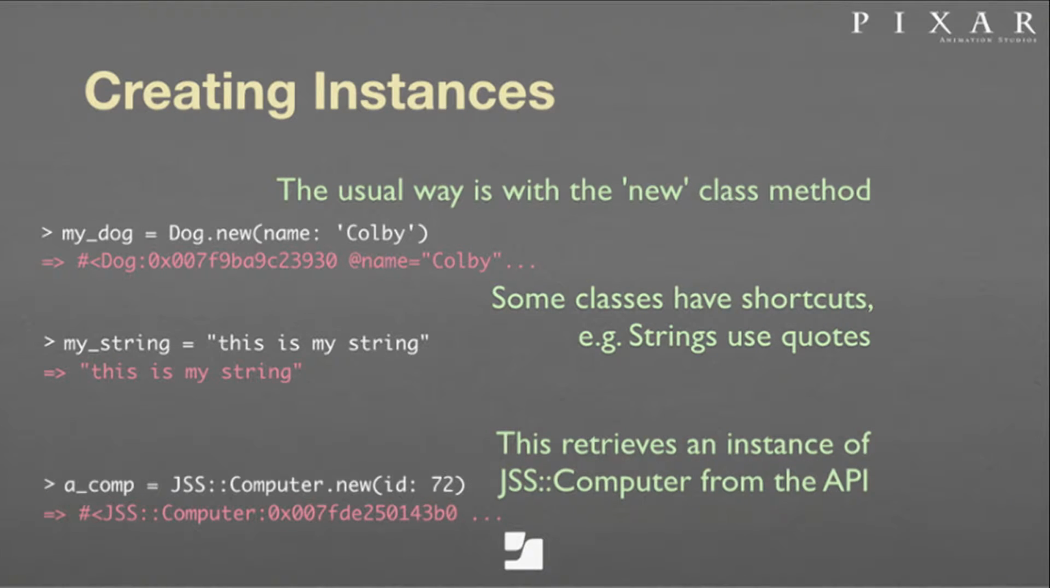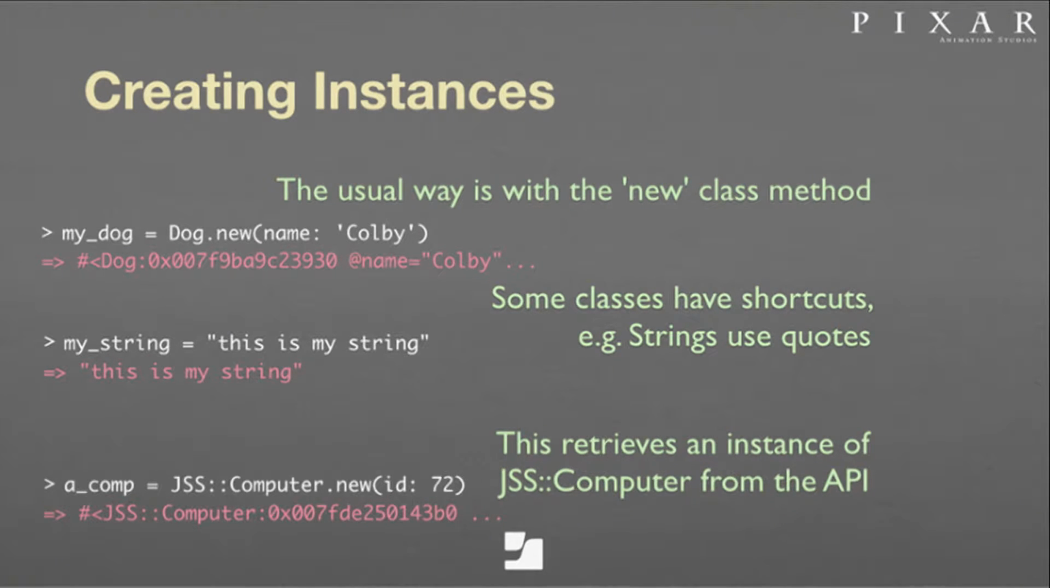This is sort of the normal way using this new method, but some classes have shortcuts to make new instances. Like for strings, you can use quotes. That's pretty normal programming to be able to do that. And you'll see later on to make arrays and hashes, you can use shortcuts too. You don't have to use the new method.